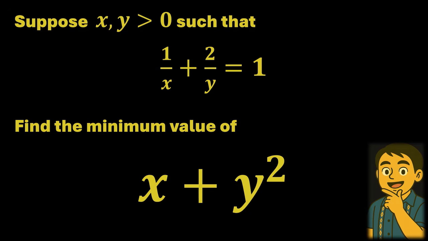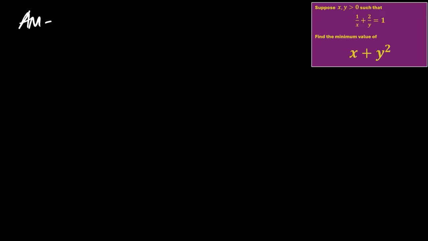Suppose x, y are positive such that 1 over x plus 2 over y equals 1. We are asked to find the minimum value of x plus y squared. We use the AM-GM inequality to get the minimum value.